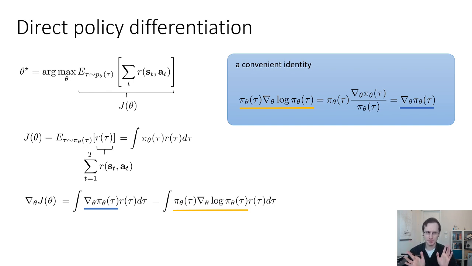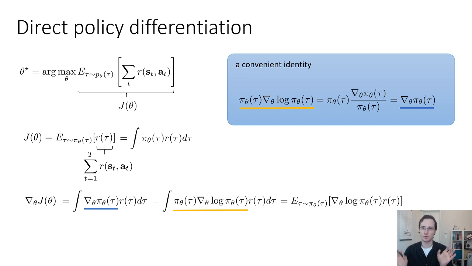Now, why did we want to do this? Well, the reason is that now we again have an integral of some quantity times pi theta tau, and that is an expected value under pi theta tau. And this is very important because we know how to estimate expected values. Calculating some arbitrary integral, like the integral of grad theta pi theta tau times r tau, is difficult. Computing an expected value, or at least approximating it with samples, is very easy. So we would really like to have an expected value under pi theta tau, and that's what we've got.